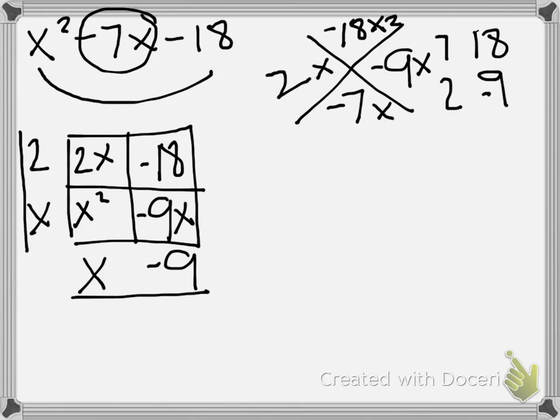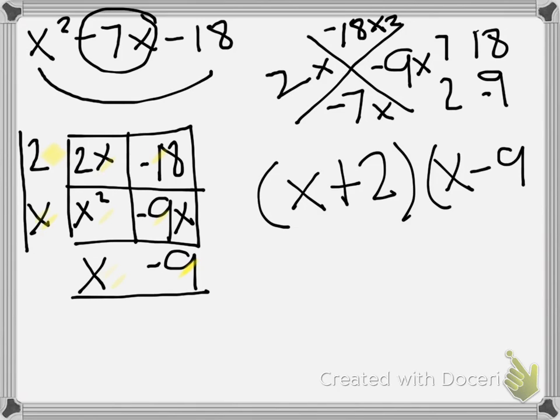Now, these sides that I have along the outside become my factors. Before I write these, though, I just want to check and make sure that x squared, x times x equals x squared, which it does. X times 2 equals 2x, which it does. X times negative 9 equals negative 9x, which it does. And 2 times negative 9 equals negative 18. So I'm good there. Then I'm going to take these outside values that I came up with, and they become my factors, x plus 2 times x minus 9.